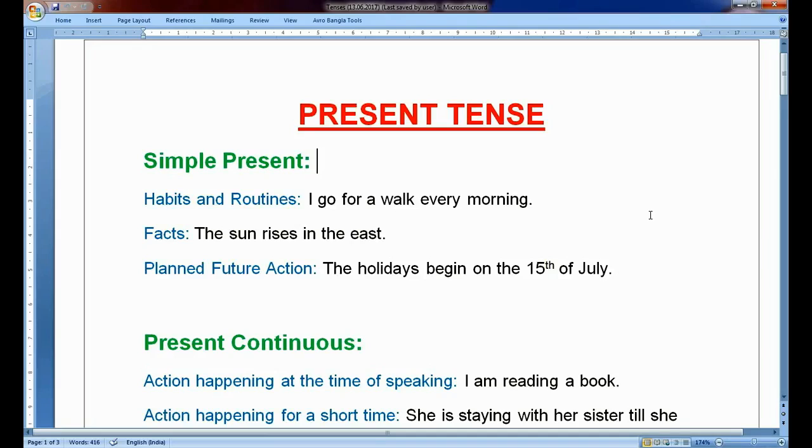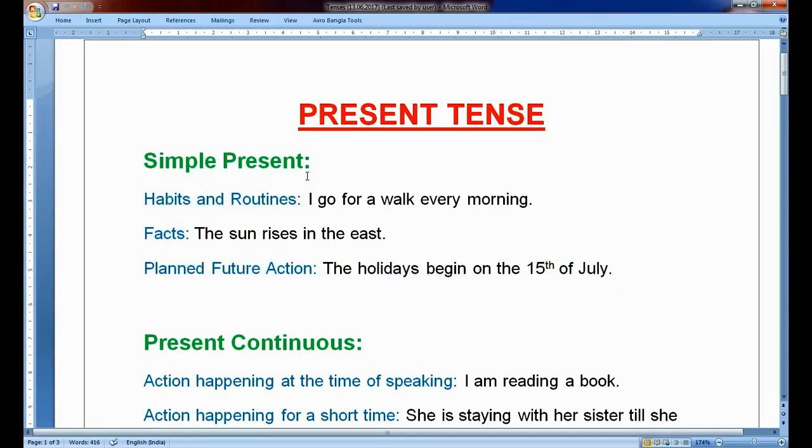Let us start by taking a look at the present tense. As the name suggests, the present tense talks about the present time, that is now, and has been divided into four subparts. The first one is the simple present. The simple present denotes three kinds of actions: habits and routines, facts, and planned future action.